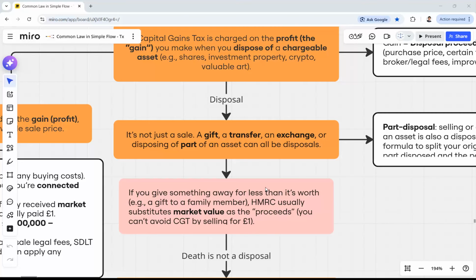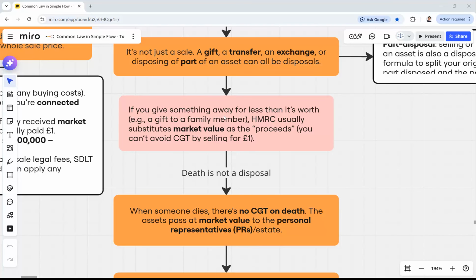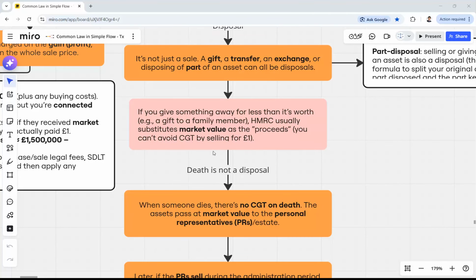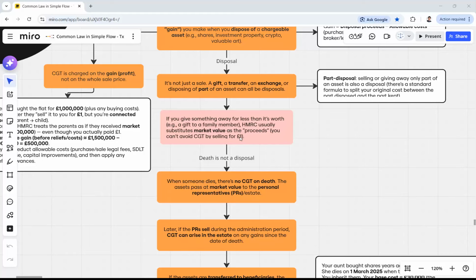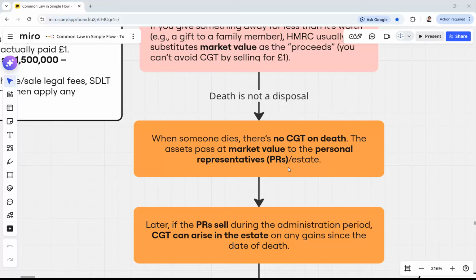Now let's talk about disposal. It's not just a sale. We consider disposal a gift, a transfer, an exchange, or disposing of a part of an asset. These are all considered disposals. If you give something away for less than it's worth, for example, a gift to a family member, HMRC usually substitutes market value as the proceeds. You can't avoid capital gains tax by selling your flat or land for only £1, and this was the example about it. Death is not a disposal.